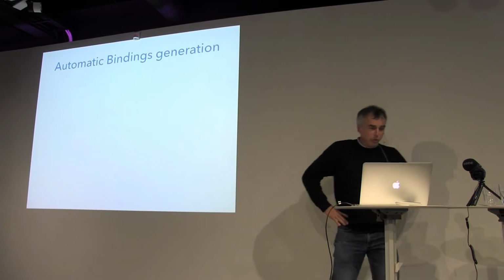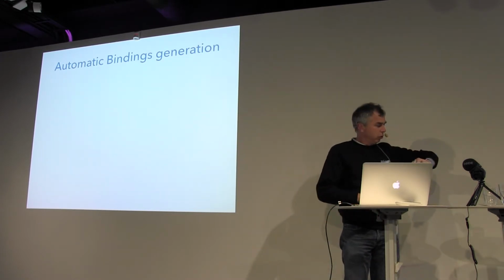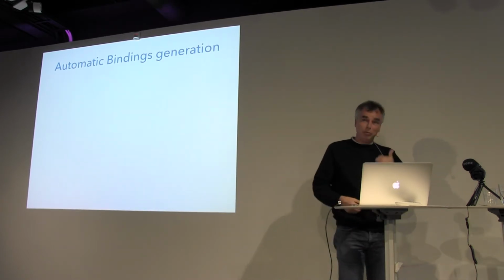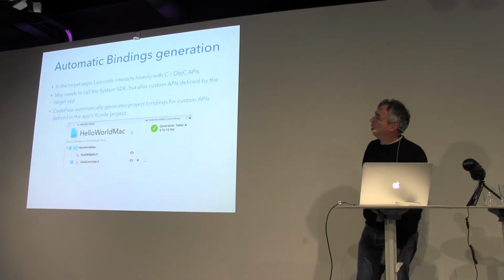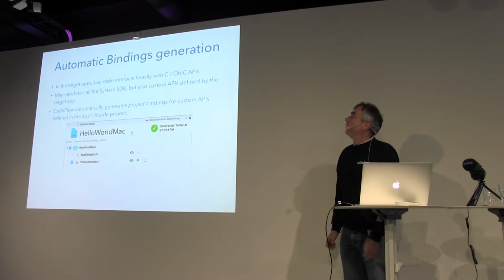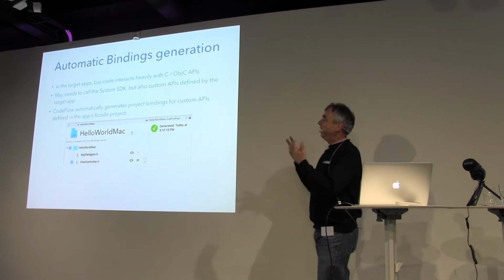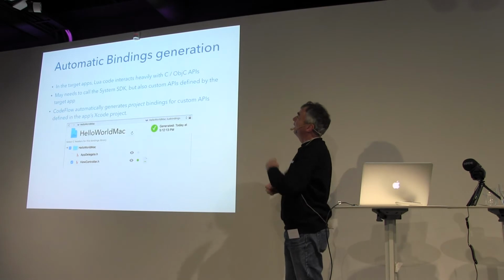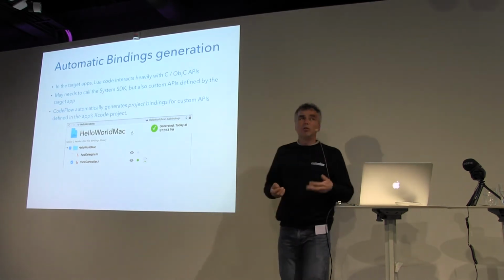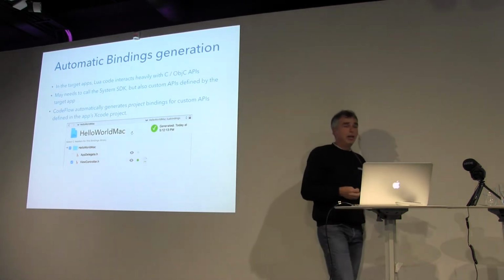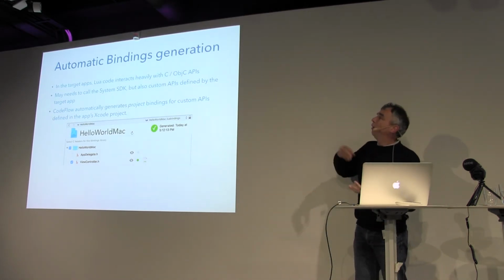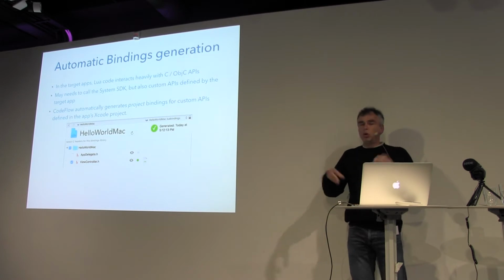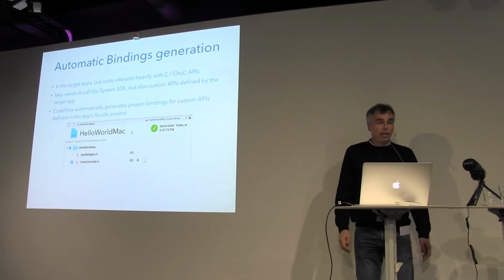The last feature I wanted to speak about, since we have a little time and we were ahead, is automatic binding generation. Why automatic binding generation? Because in the target application, the Lua code interacts quite heavily with the C and Objective-C API, because the Lua is just called as part of a bigger scenario.